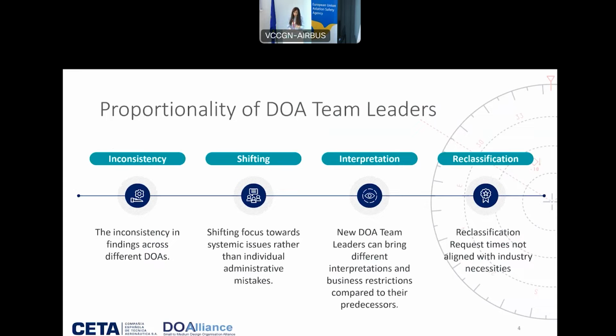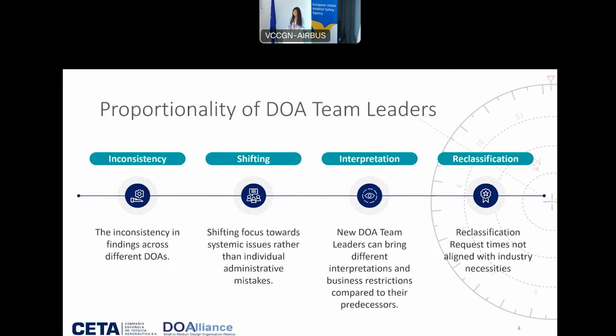Our point is we don't perceive any apparent consequence for this design organization approval. In conclusion, it is recommended that effort be made to standardize the interpretation and application of Part 21 across design organization approvals. A lack of a unified voice within EASA creates confusion and complicates interaction with the industry.